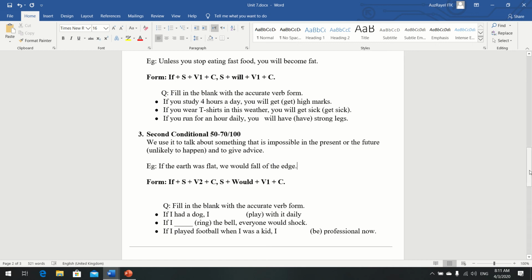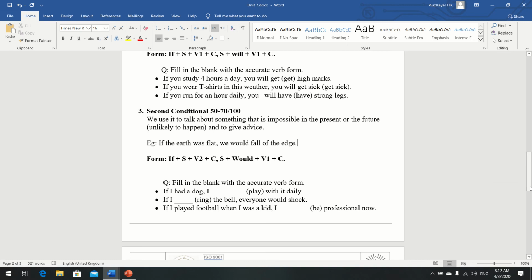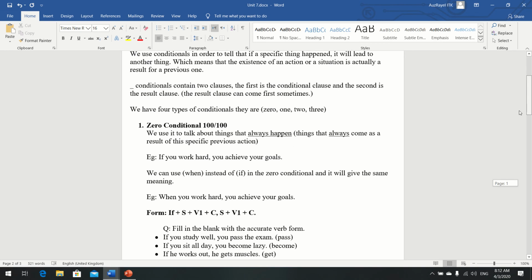So the form of the second conditional is if plus subject plus verb 2, which is the simple past, subject would plus verb 1 plus complement. If plus simple past, comma, would plus verb 1.